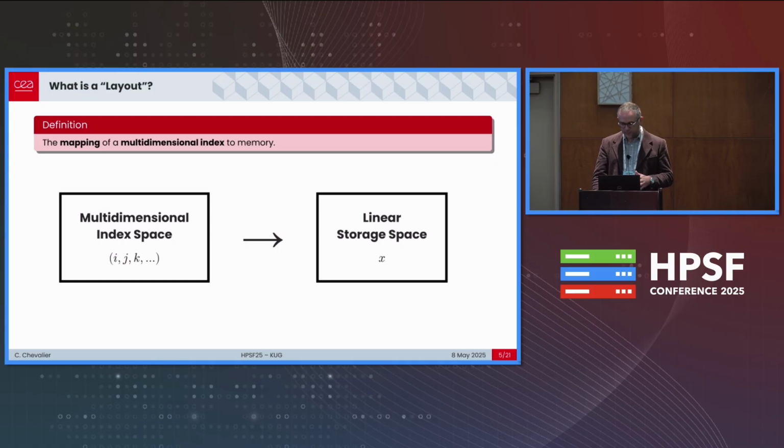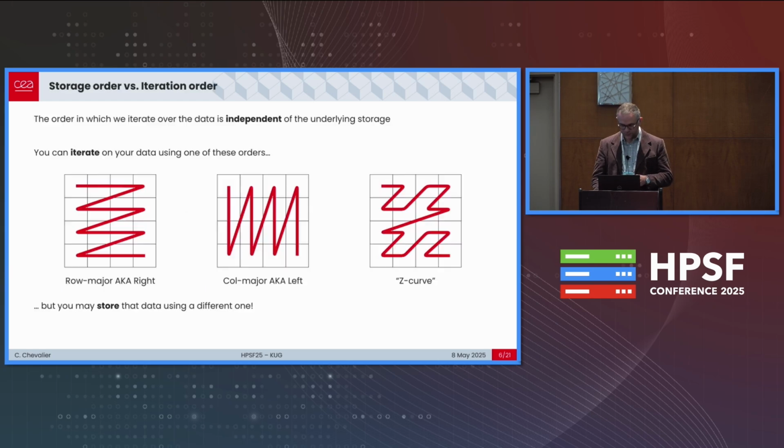Basically, all multidimensional objects are still stored in a 1D memory, and we can choose how we will iterate on this memory. So we can iterate by rows, by columns. We can do weird things like Z-curve iteration if we want to try to optimize the data temporal locality.